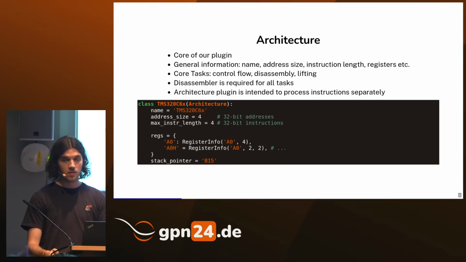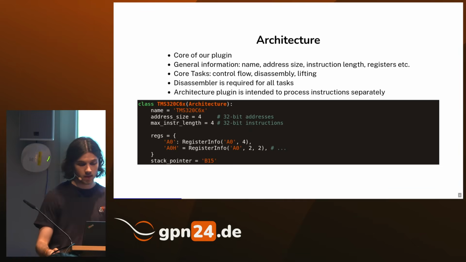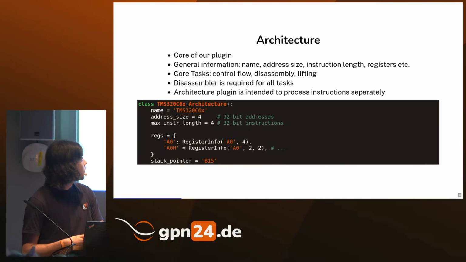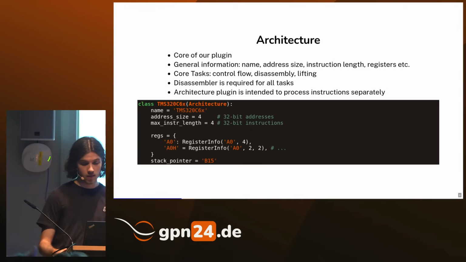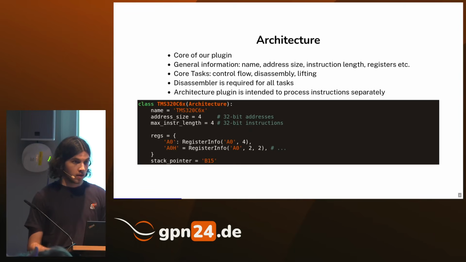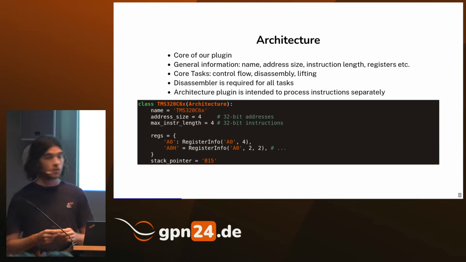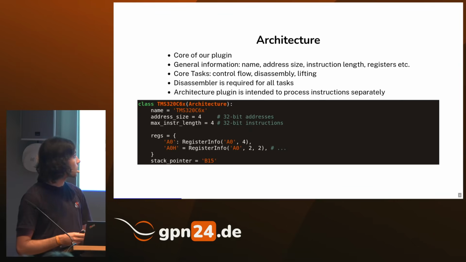We need a disassembler for every task, so I guess we can always search for one and use it as dependency. In my case, I wrote a Python one where I could control the API, and then we can use that as a basis for the results we need for control flow, disassembly, and lifting. And every one of these tasks assumes that we usually deal with one instruction at a time, or a few instructions at a time, and process them separately.